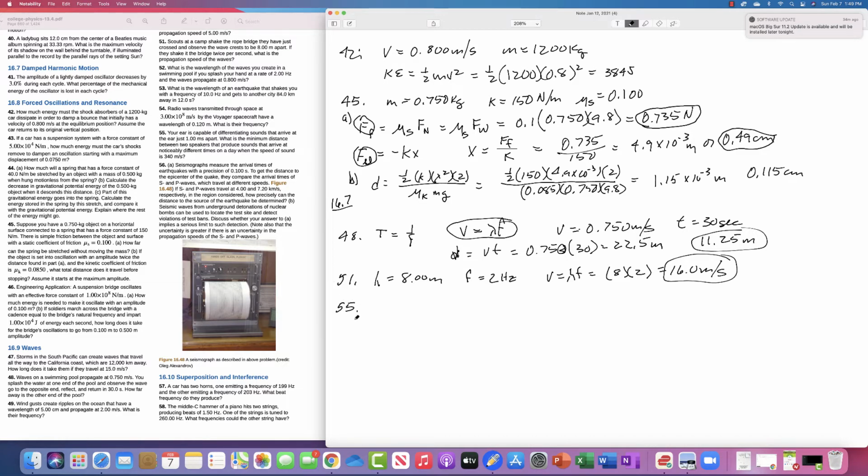Number 55. Number 55 says, your ear is capable of differentiating sounds that arrive at the ear just 1 millisecond apart, so 0.001 seconds apart, 1 millisecond. What is the minimum distance between two speakers that produce sounds that arrive at noticeably different times when the speed of sound is 340 meters per second?